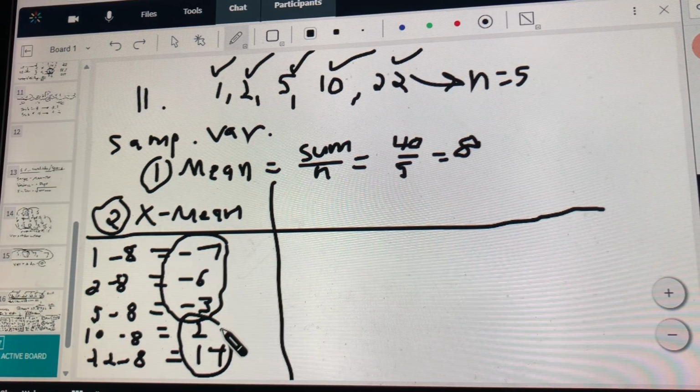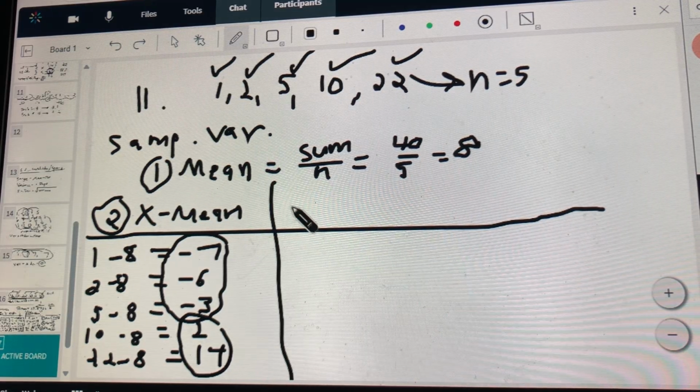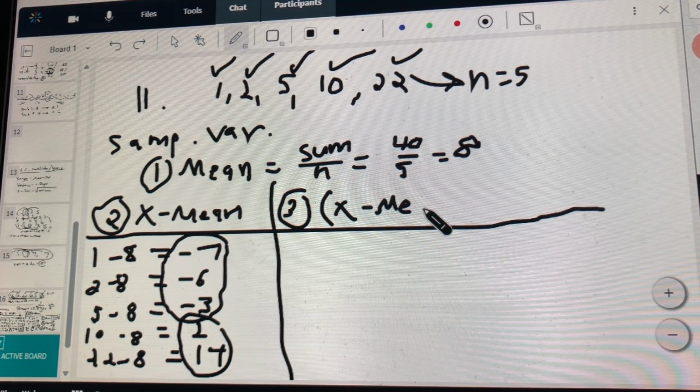That always happens. That column will add to 0 every single time. In fact, you should probably do that yourself to double check, because if it doesn't add to 0, you made a mistake. So then, if I square them all, they'll turn positive, and then they won't add up to 0. That's the only reason we have step 3.